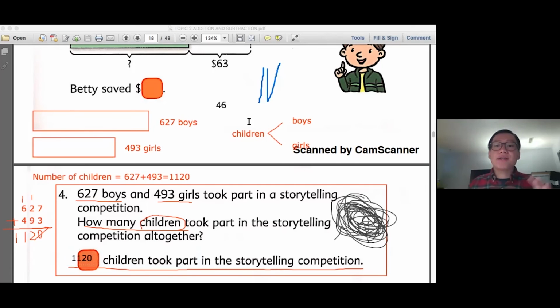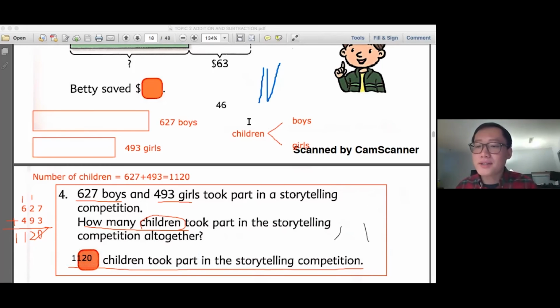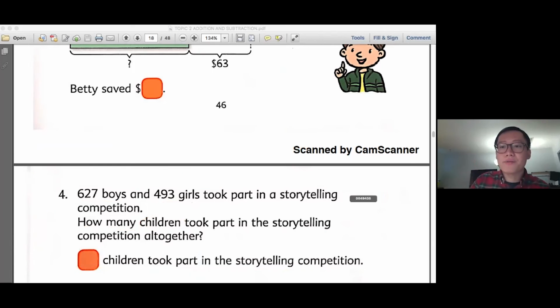So you can see, why do we bother to draw bars for this simple question, right? Because whenever we introduce a new concept, model drawing in this case, we want to start small. Small concepts eventually are going to grow big and help you solve complicated problems, right? We'll see one more complicated question later.